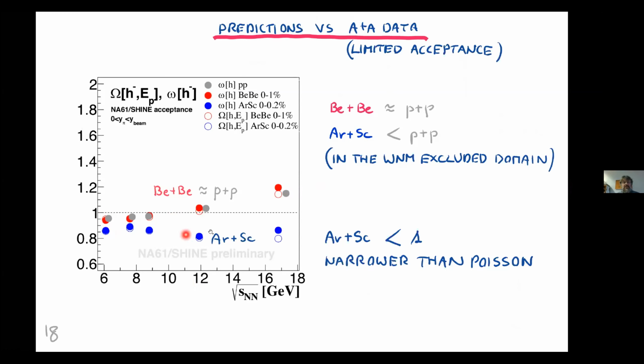Beryllium. We've selected very, very central collisions, 1% only. It overlaps with PP. Perfect. This is what we wanted. Very central collisions, we have no fluctuations of wounded nucleons. PP, beryllium should be equal to PP. And then we go to argon scandium, also very central collisions. And then we go down below 1. See? Above 1, that's a feature of this scale invariant branching, say, strings, seen everywhere. And then below 1, we are narrower than Poisson.